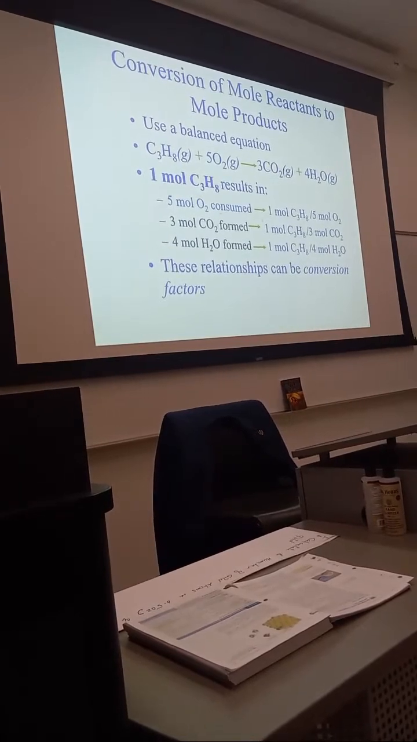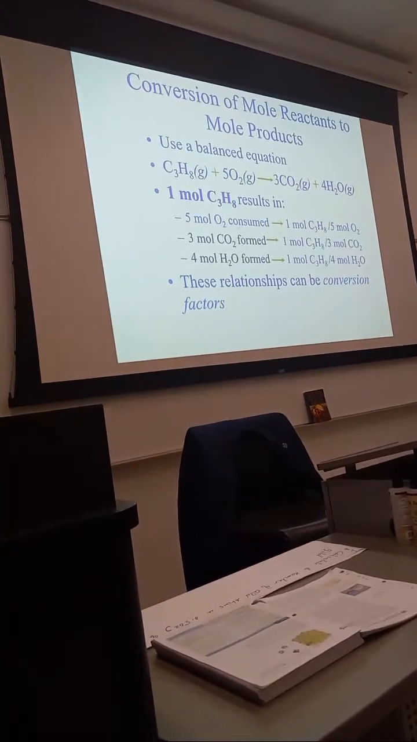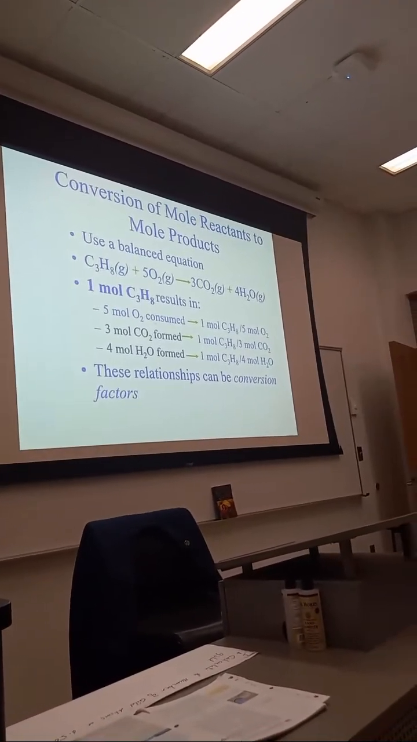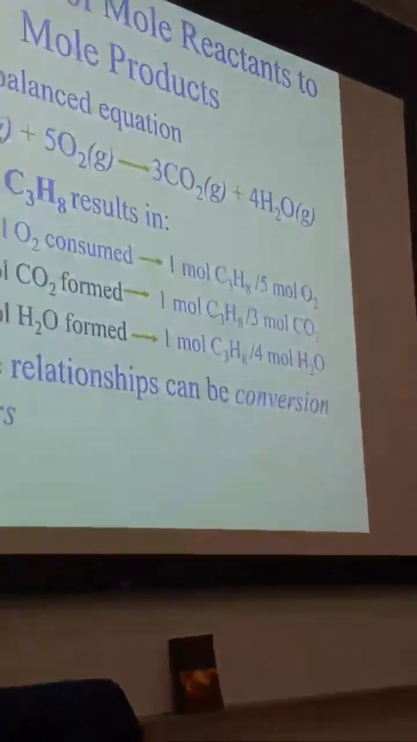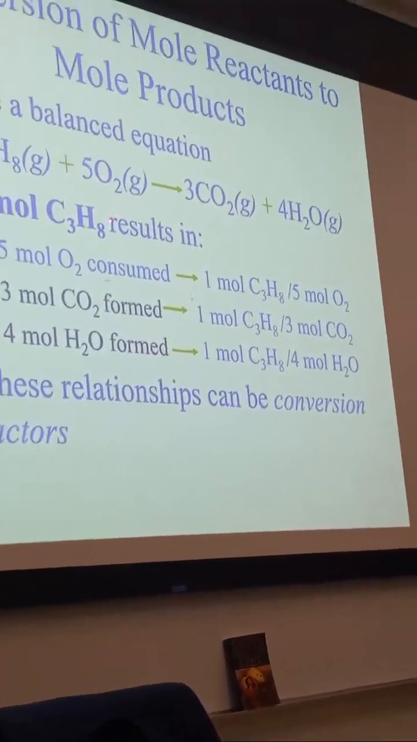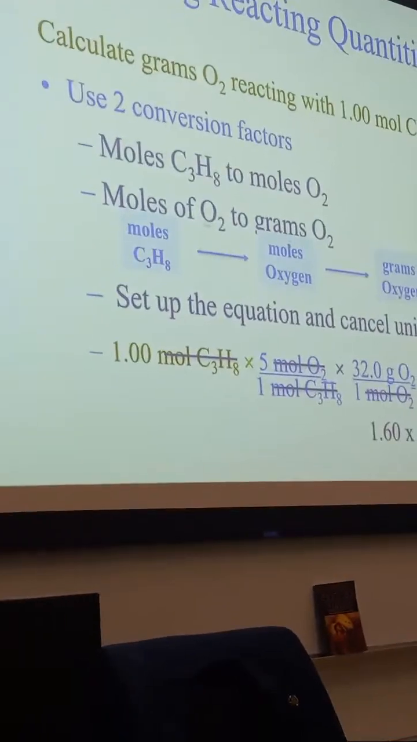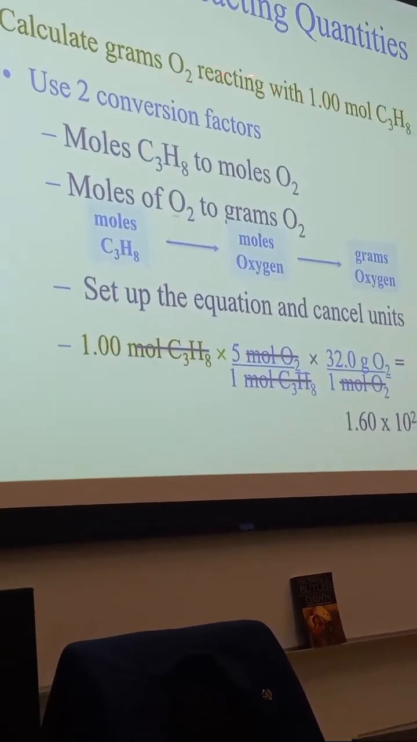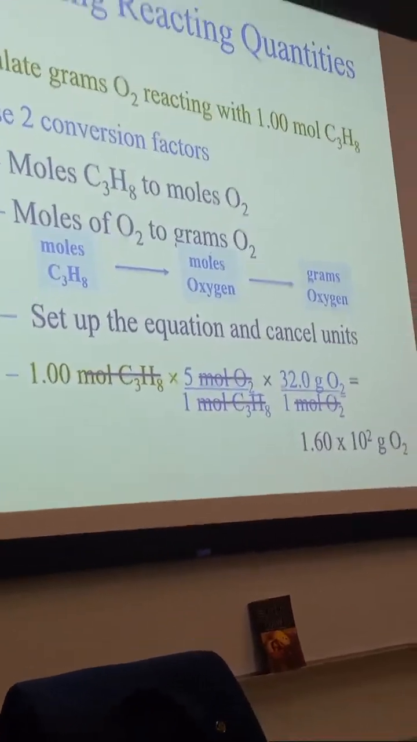So when we're looking at limiting and excess reagents, we can look at the relationship between the gas and the oxygen, gas and the carbon dioxide produced, and gas and the water produced. Because the gas or the oxygen could be a limited resource. So you have to look at what the problem is asking you for. It says here, calculate the grams of O2 reacting with 1 mole. Notice they say grams, because what the equation gives you is moles.